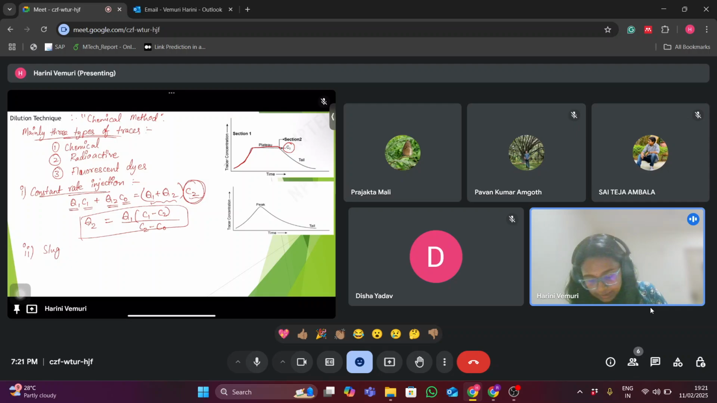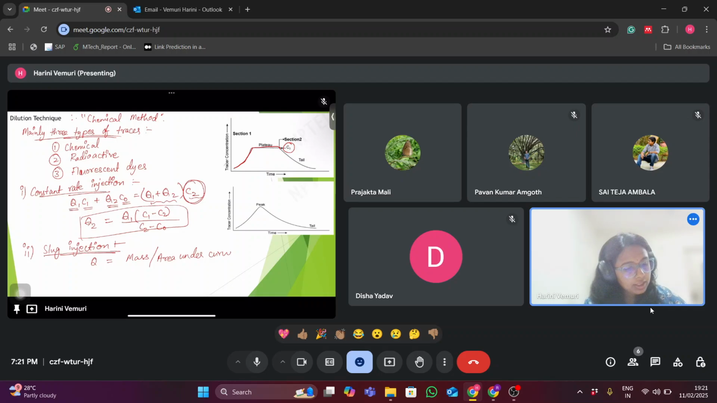Secondly, we have slug injection. In this case, a known mass of tracer will be injected into the stream. Okay. And flow is calculated by mass by area under curve. Okay. So here we can see that the concentration of the tracer will peak and then it will decrease. Okay. This area under curve is used, and mass divided by the area under curve will give us the discharge. Okay.